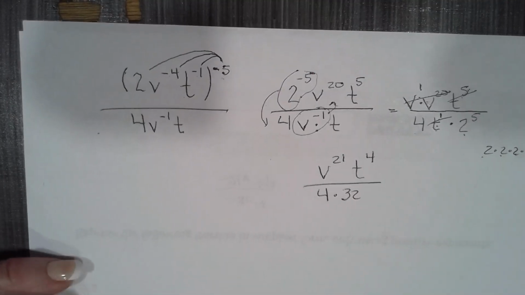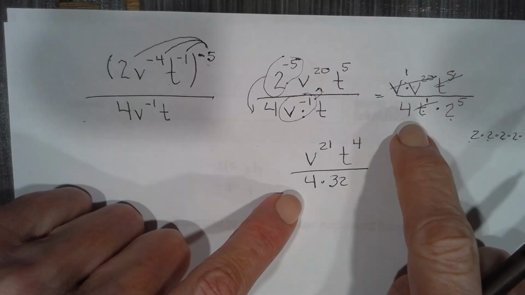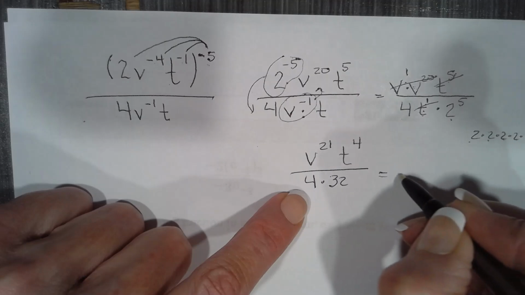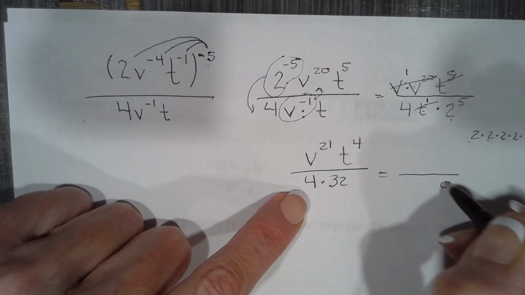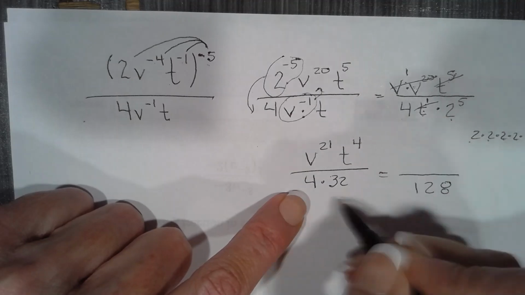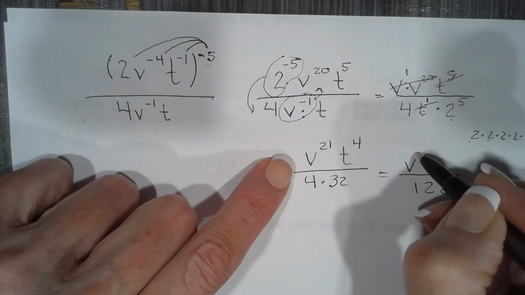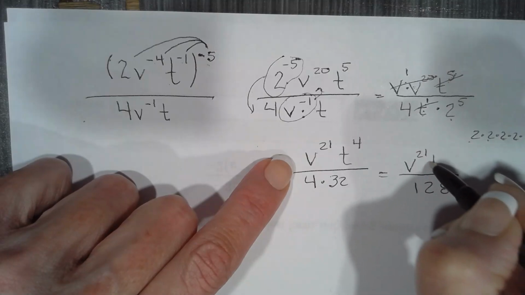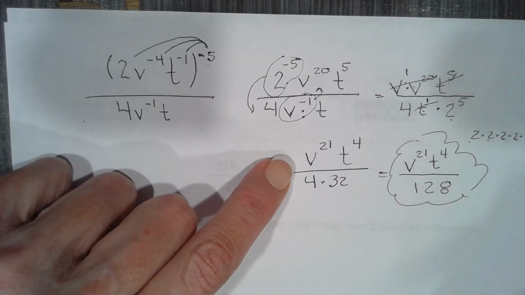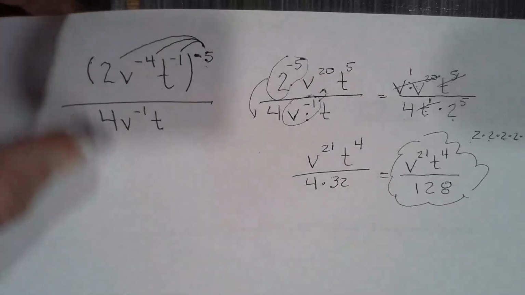Okay? And then we're going to multiply the 32 times the 4 that was already out there. So that's going to be 8. It's going to be 128. And it was on the bottom all along, so it stays on the bottom. And then we've got v to the 21st, t to the 4th. And this is completely simplified now. Okay? All right, let's do one more.